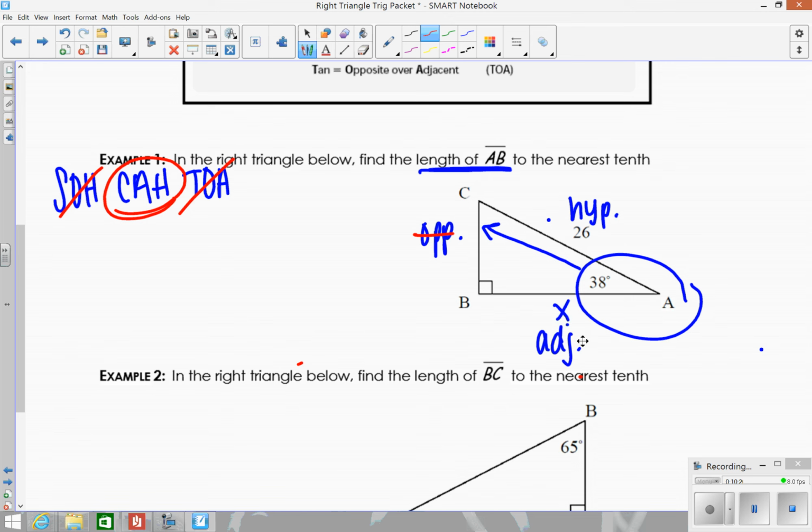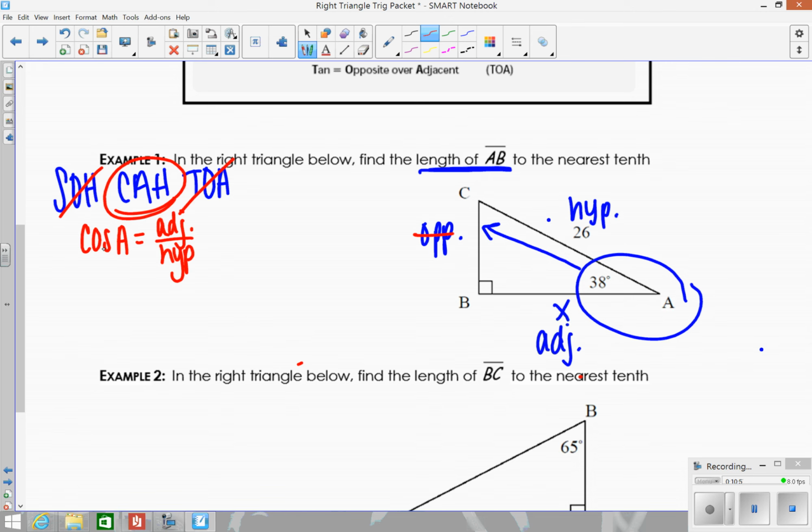So that means I'm going to use cosine of angle A equals the adjacent over the hypotenuse. And it's always going to be the trig function of the angle, because remember, you take sine, cosine, or tangent of an angle, and you always set it equal to the ratio of the sides, because sine, cosine, and tangent are just ratios. That's what they mean. They're the ratio based on that acute angle.